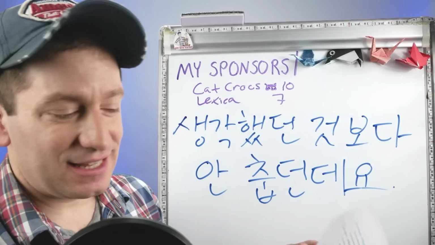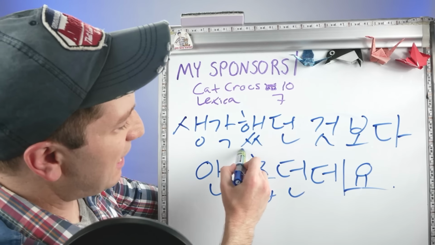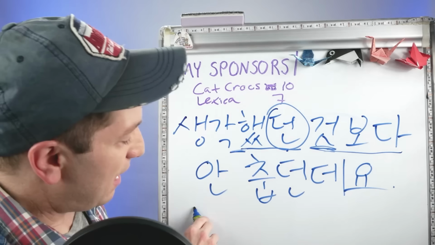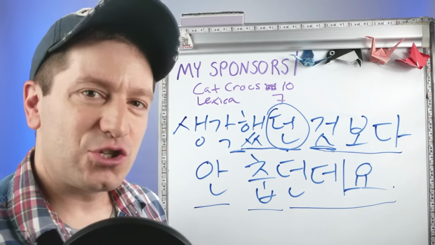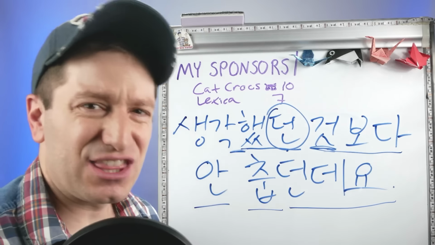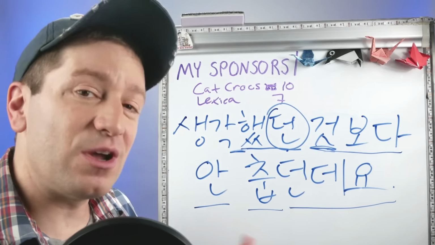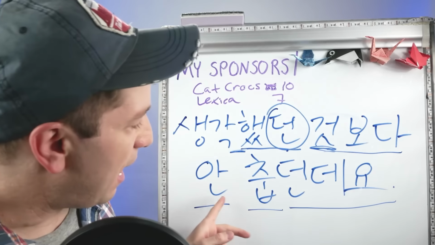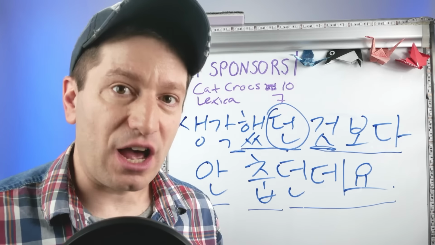생각하다, to think. 생각했던 것 is past tense adjective. So more than I thought. 생각했던 것보다 안, not, 춥다, to be cold. 춥던데요. So I remember it was not cold as much as I thought, or literally more than I thought. So it wasn't colder than I thought, or it wasn't as cold as I thought. 생각했던 것보다 안 춥던데요. I recall it wasn't cold as much as I thought.